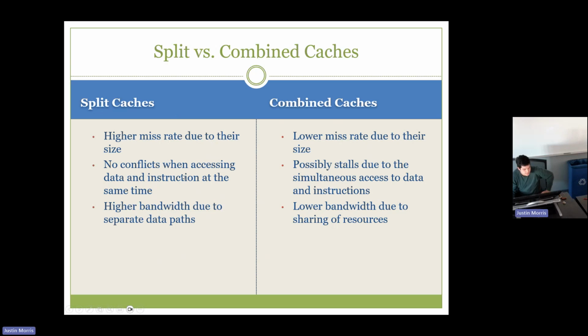All right, so some other things. We have split caches. This is splitting instruction cache and data cache. We have higher miss rates because they are just small individually, right? But there's no conflicts when accessing data and instructions at the same time. So that means less misses as well, right? And we also have higher bandwidth due to separate data paths. Combined caches have lower miss rates due to this much larger unified size. But we're possibly going to stall due to simultaneous resource access, right? And we have lower bandwidth because we're sharing this resource. So in most modern processors, you will see split caches.